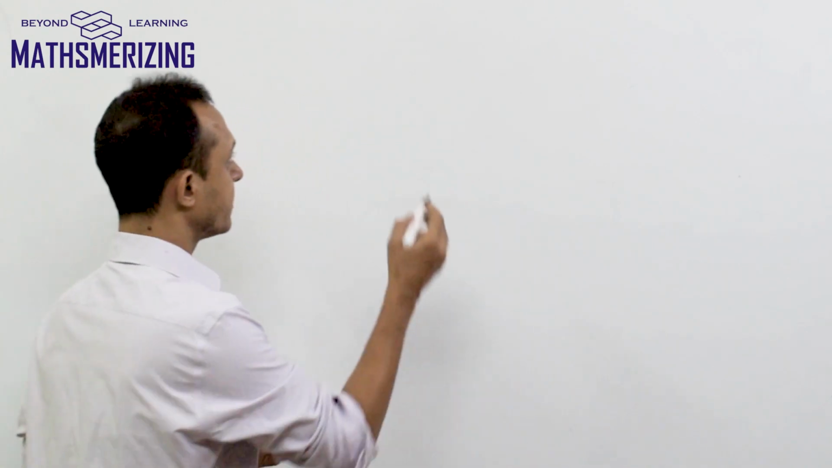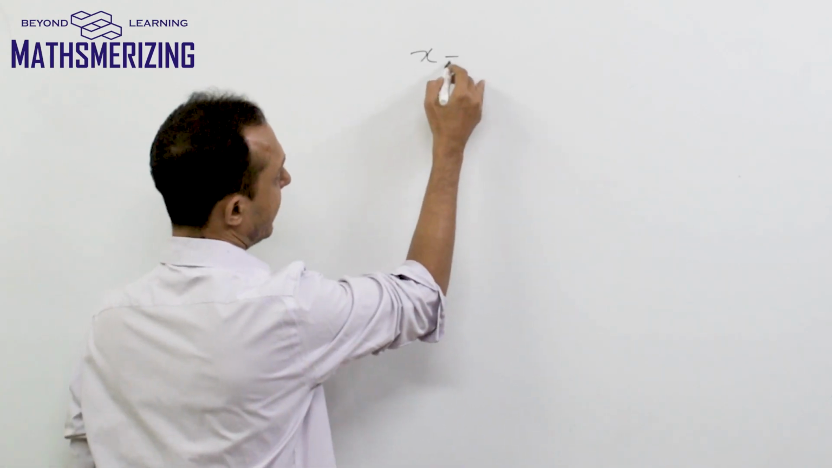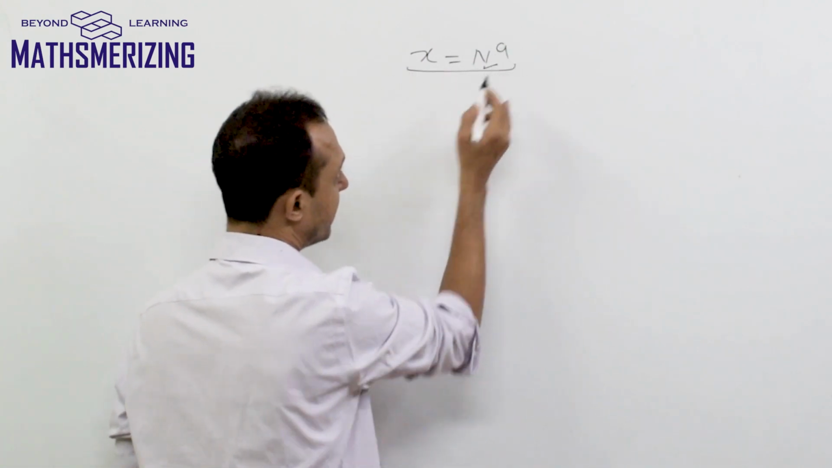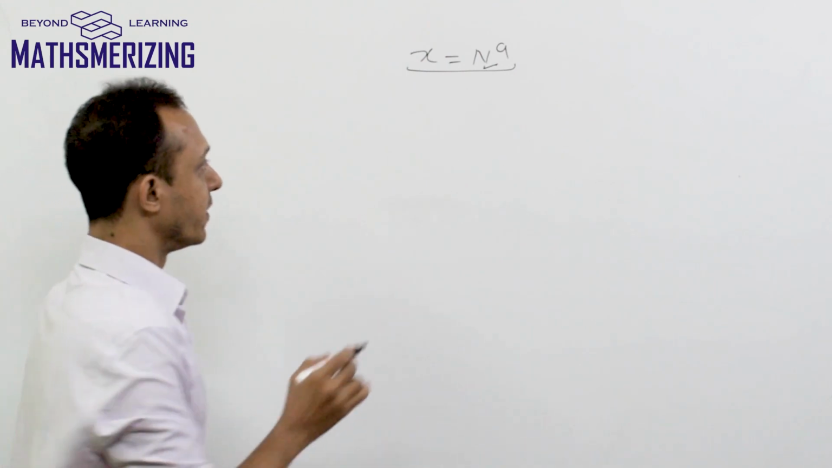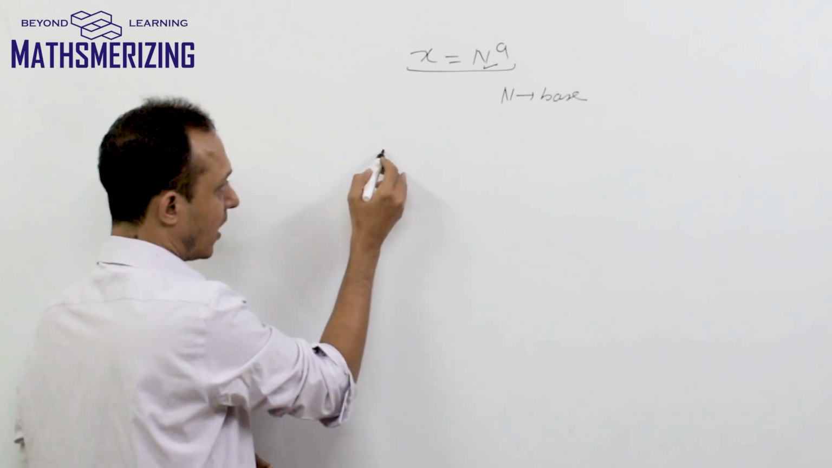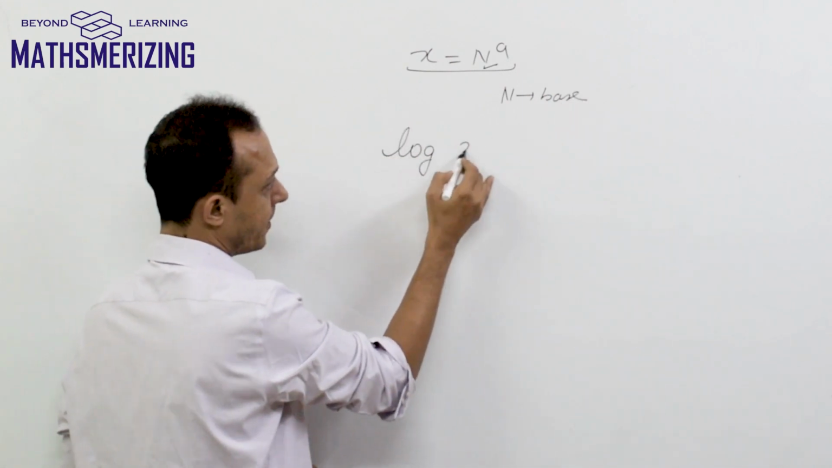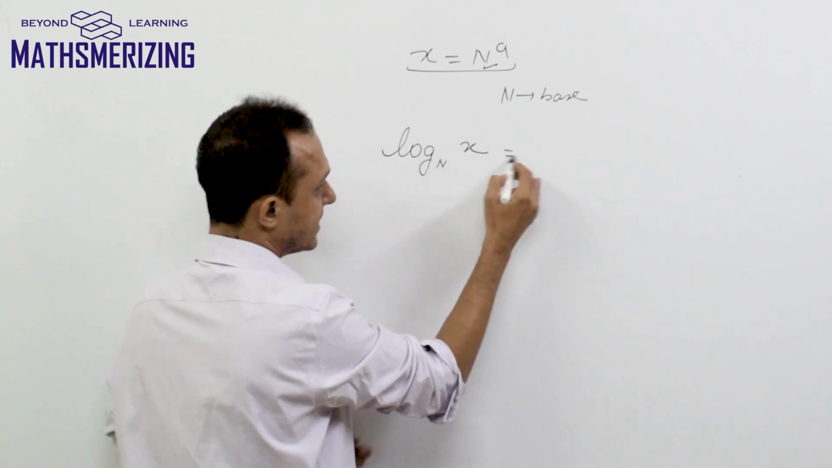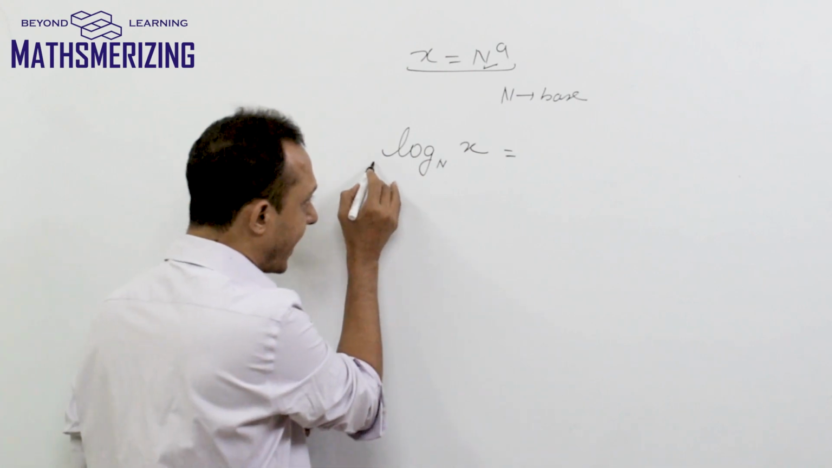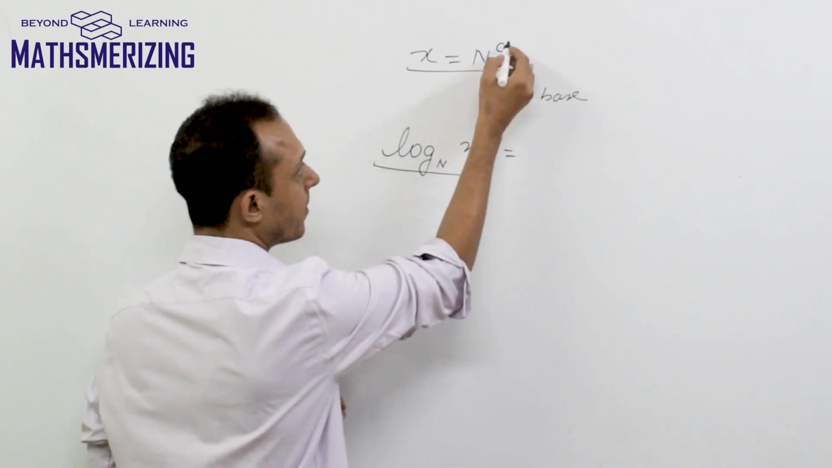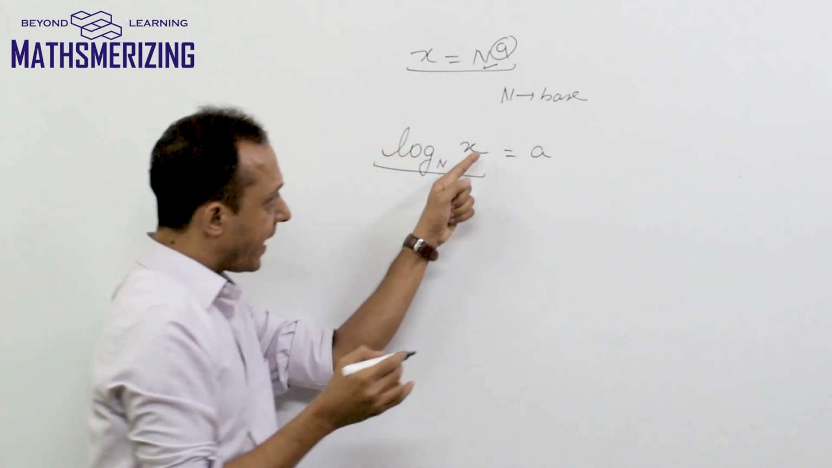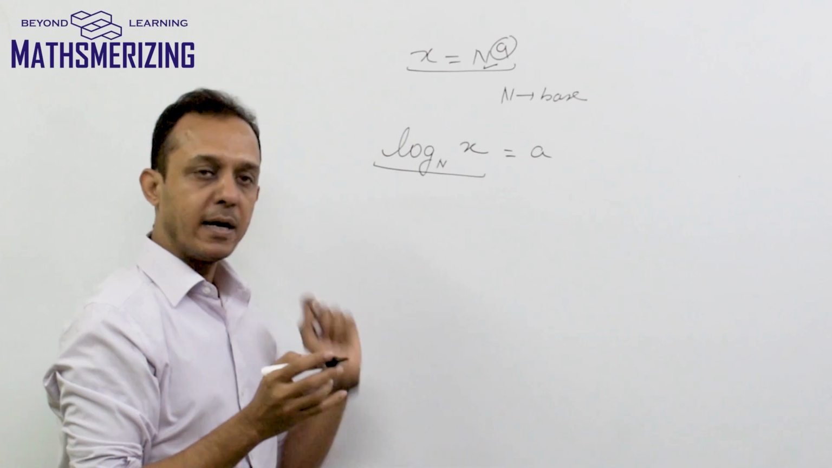Suppose I have any number x, and I can write this number x as n to the power a, where n is the fixed number which I have chosen for my log. So we call this n as base of a logarithm. Then a log is defined as log x to the base n, and this n we write it in the subscript. This log x to the base n is actually nothing but the exponent of n, which is equal to x. So basically log x to the base n is simply a.